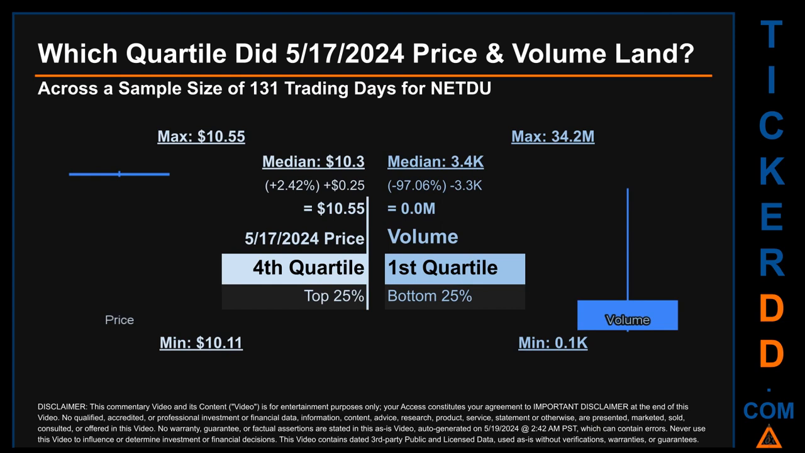Descriptively, NETDU has a median price of $10.30. Therefore, May 17, 2024 price was higher from that middle marker by 2.42%. The day's volume of 0 million was less than the median by 97.06%.